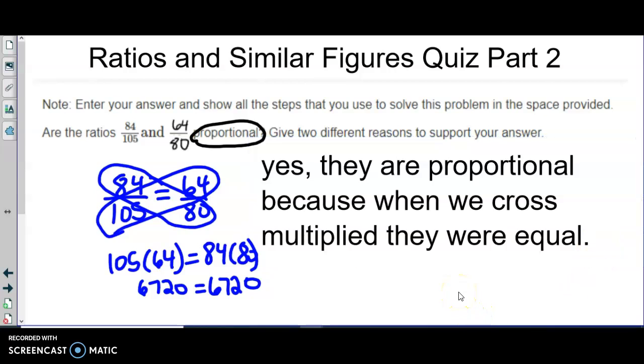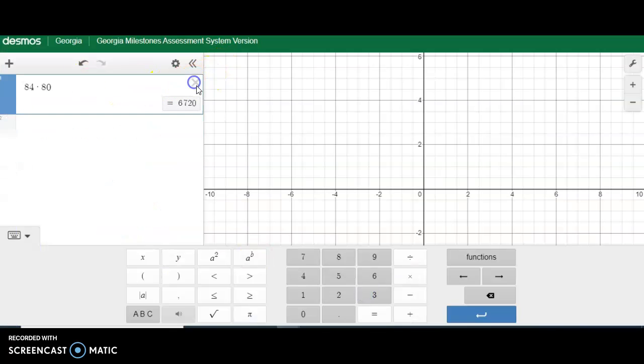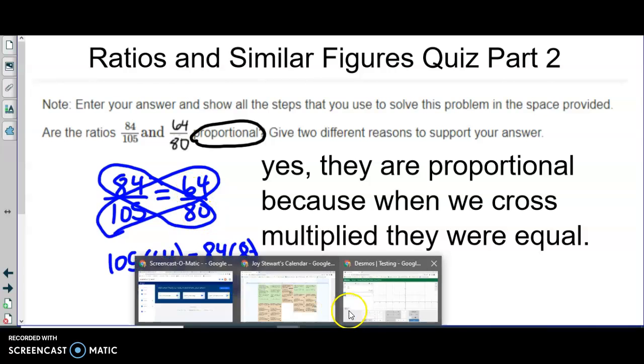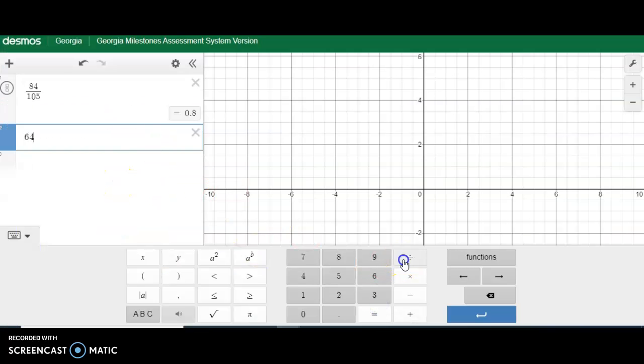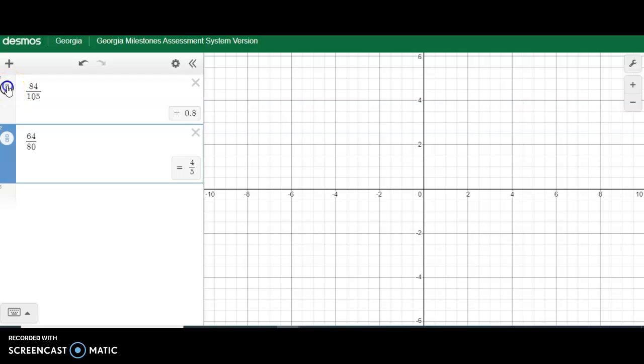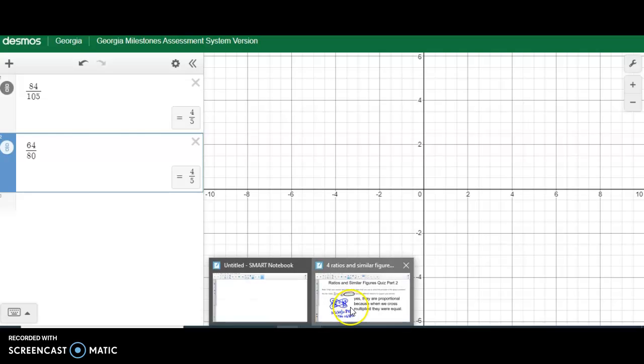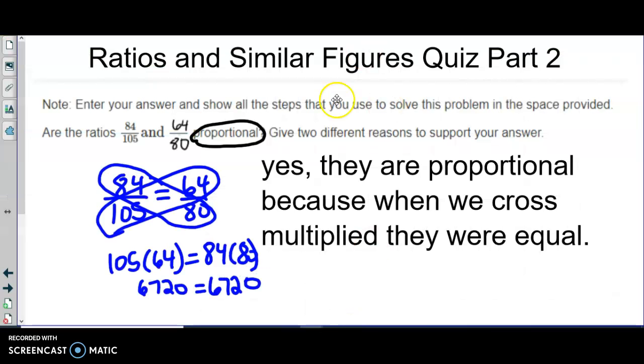So maybe the other way that I would use to support my answer is I would go to my calculator and I would try to reduce each of these fractions. So I'm going to type in 84 divided by 105 first. And then I'm also going to do 64 divided by 80. Notice, and it doesn't matter if you leave your answers as decimals or if you turn them back into fractions, notice how both of these fractions reduce to the same thing. That means they're equivalent fractions. So that could be your second explanation.